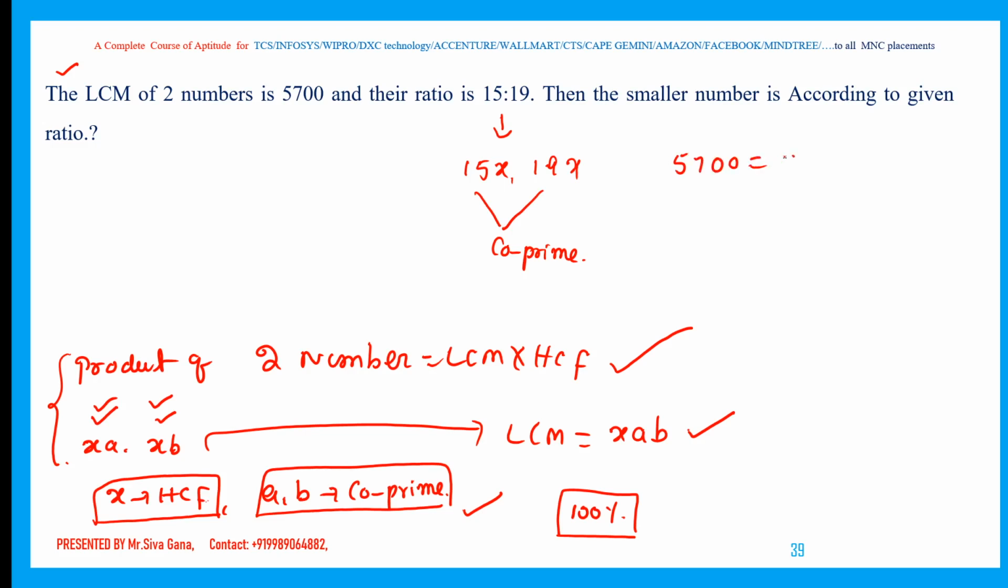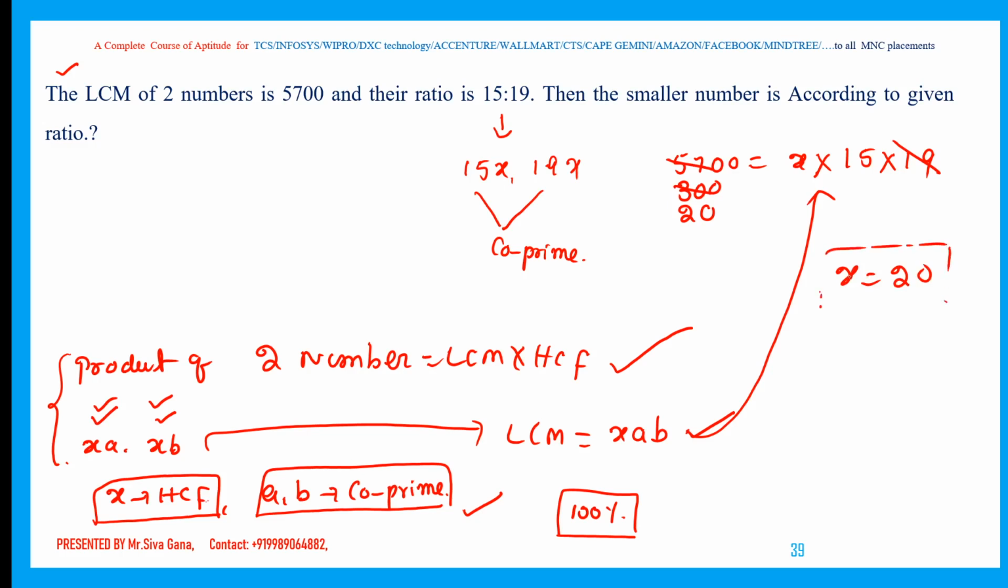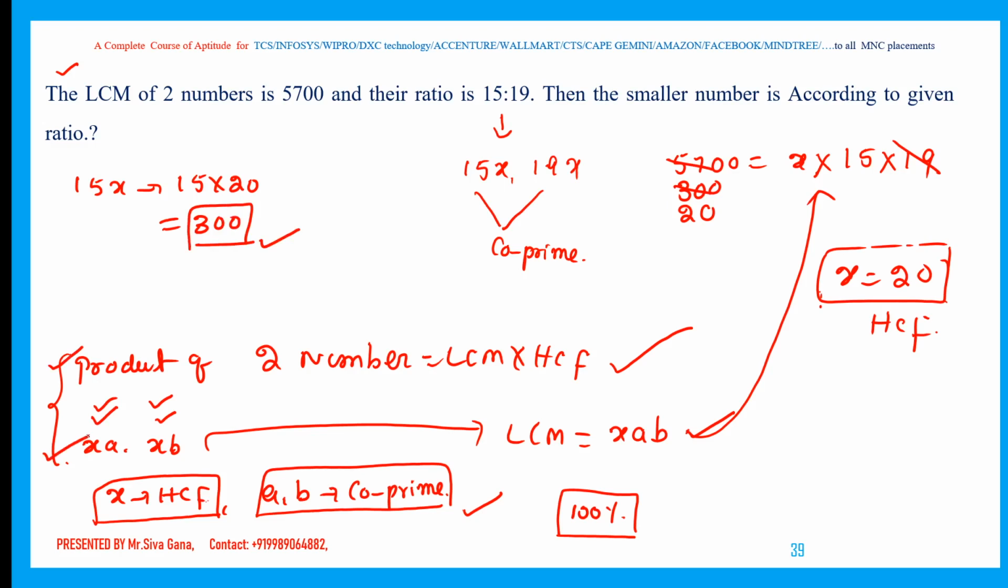Therefore the LCM 5700 can be written as xab, x into a is 15, b is 19. I am just applying this property because 15 and 19 are coprime. 19 threes are 57, 15 twos are 30. So x is equal to 20. Simply, here x is 20, which is nothing but the HCF. We got x. Now the smallest number is 15x, 15 into 20, which is 300. Therefore the smallest number out of the two numbers is 300.